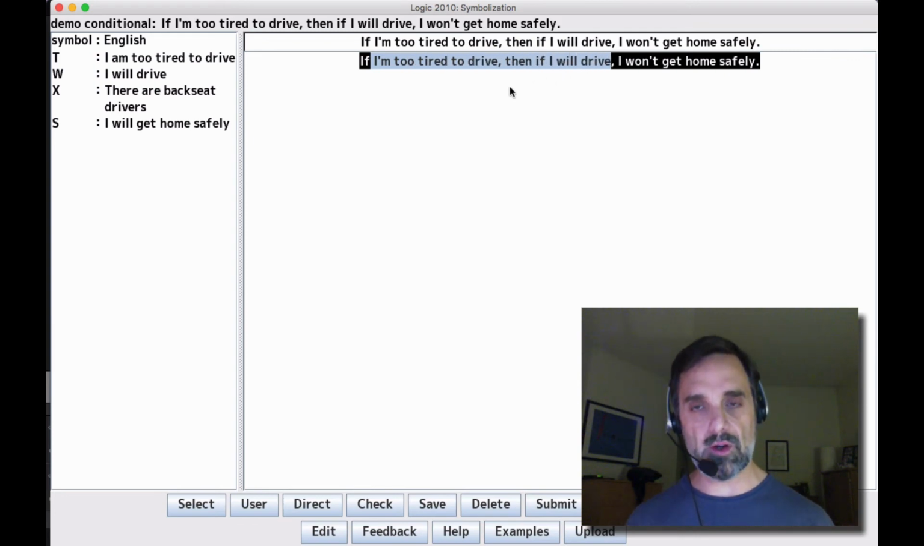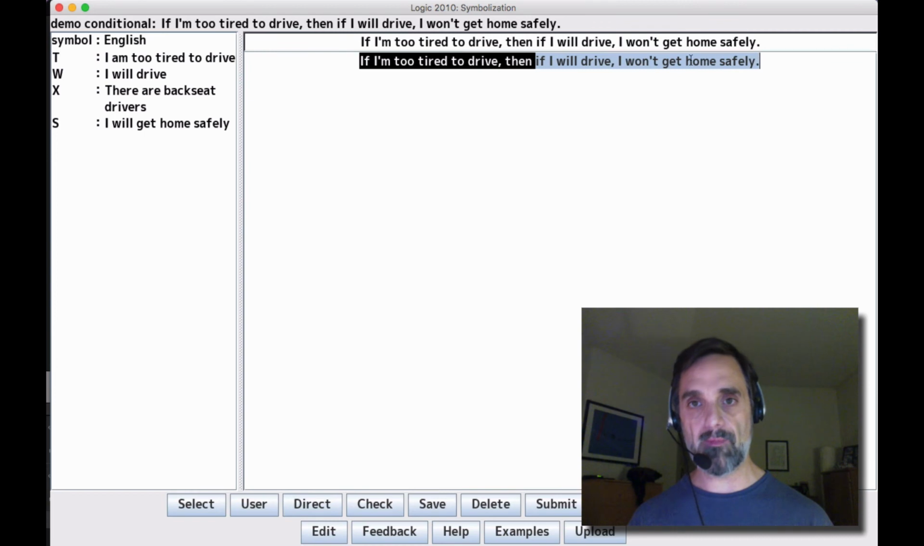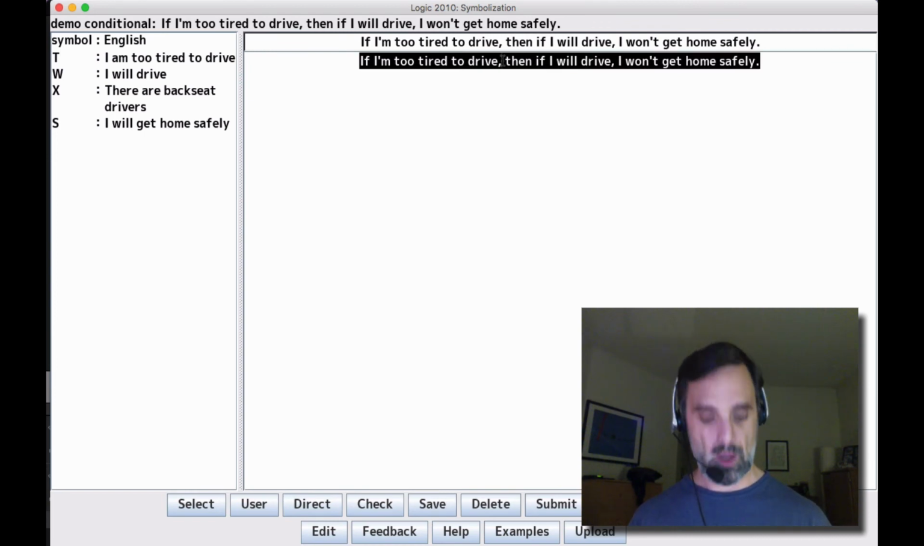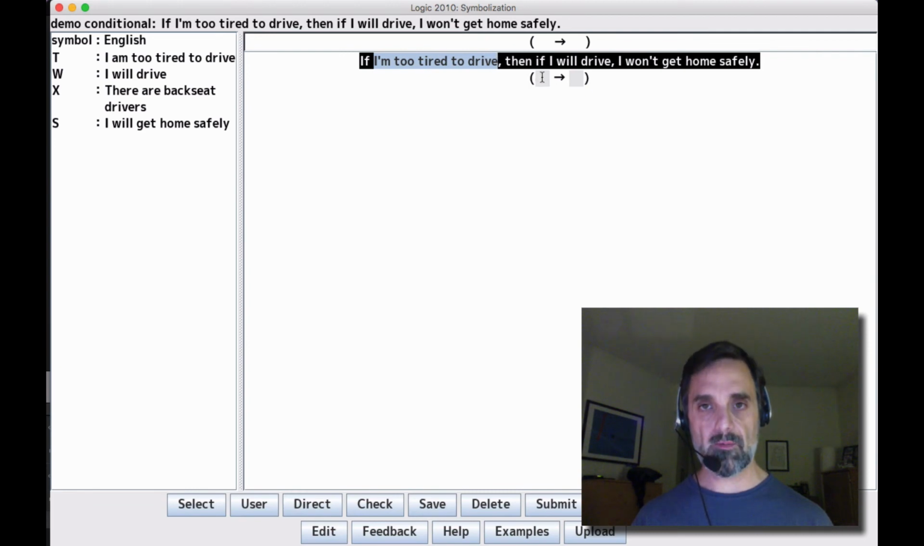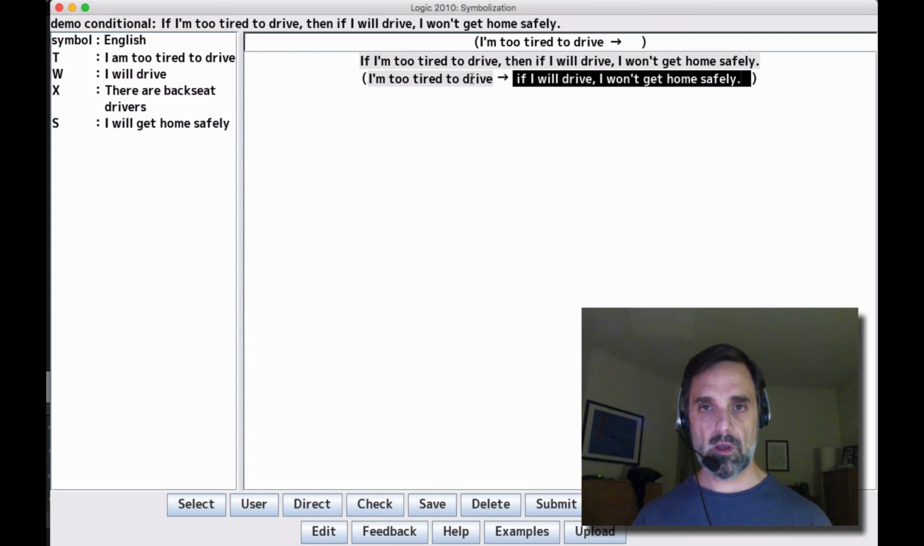I'm too tired to drive, then if I will drive, that's not a sentence. The if has to hook onto a sentence. This initial if has to hook onto a sentence. This is the only sentence it can hook onto, leaving the then to form the consequent, hooking onto that. If I will drive, I won't get home safely. So this is a conditional. The if hooks onto this, the then hooks onto this, and there we go.